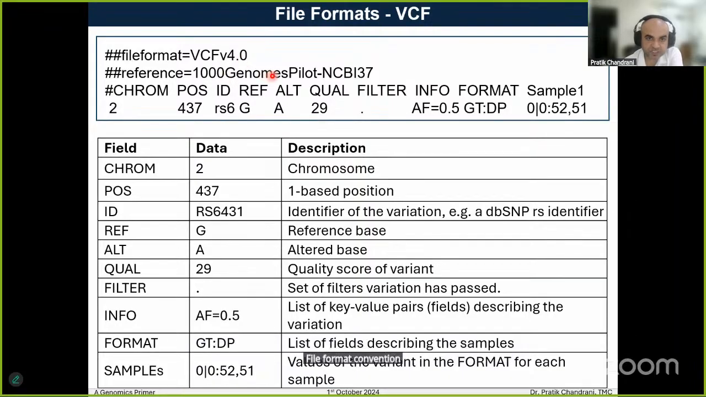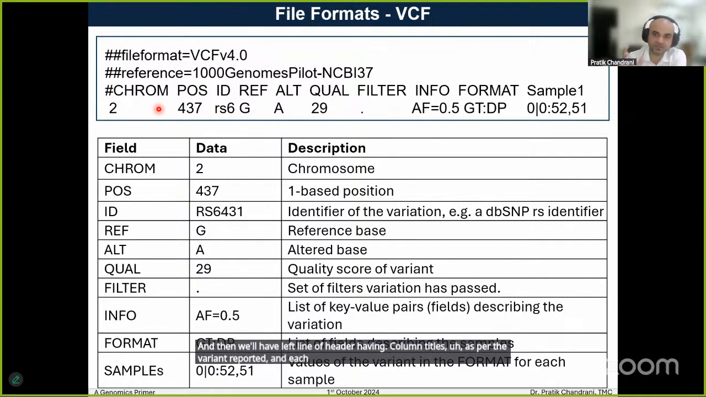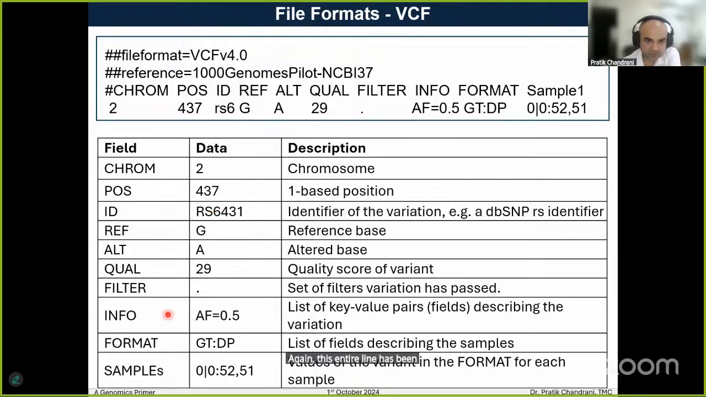Our reference is NCBI build 37 version, and then various other headers will be there. And then we'll have the last line of the header having column titles as per the variant reported, and each line of the VCF entry is one single variant. Again, this entire line has been broken down in this easy to use tabular format.